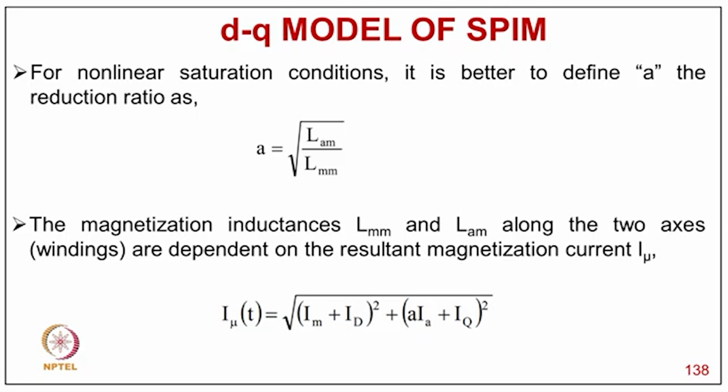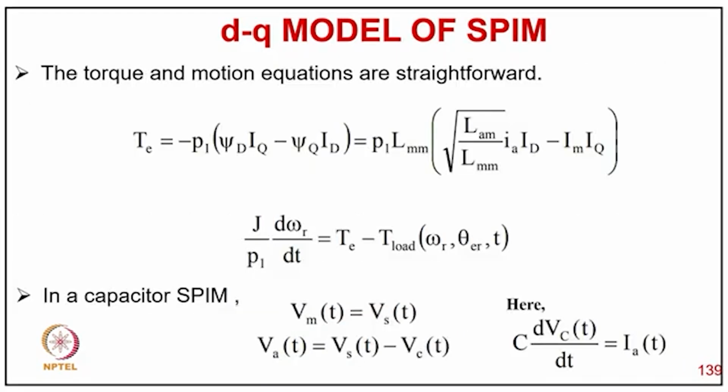So Imu can be explained under root Im plus Id square, that is the current on the d-axis or main winding axis, plus Ia plus Iq square under root of total line. So now developed torque will be T equal to minus P1 (Id Iq minus Iq Id) equal to P1 Lmm under root Lm on Lmm (Ia Id minus Im Iq), and this is the torque.